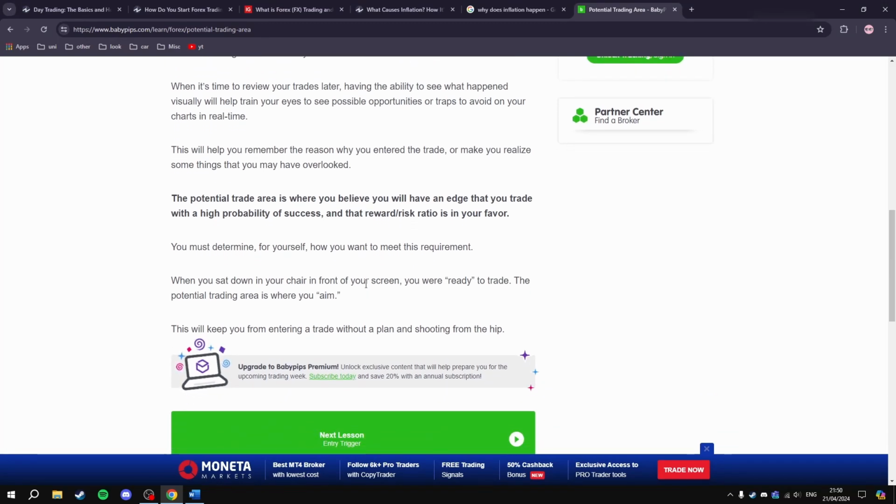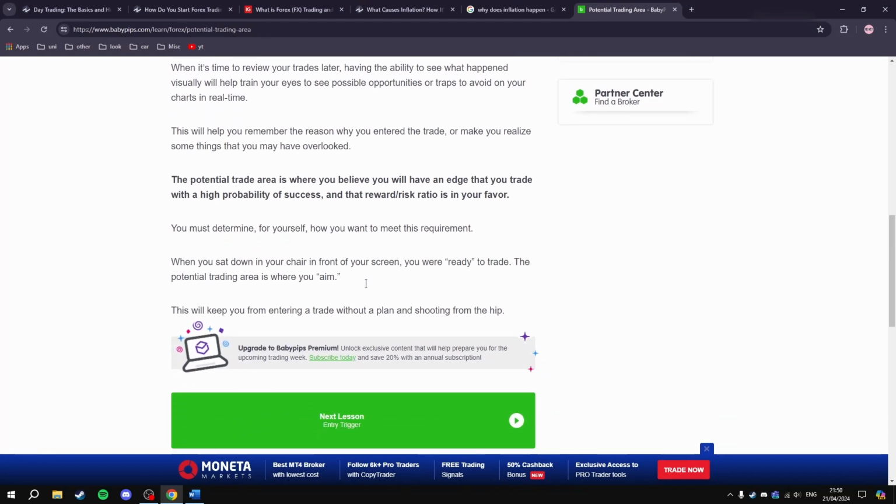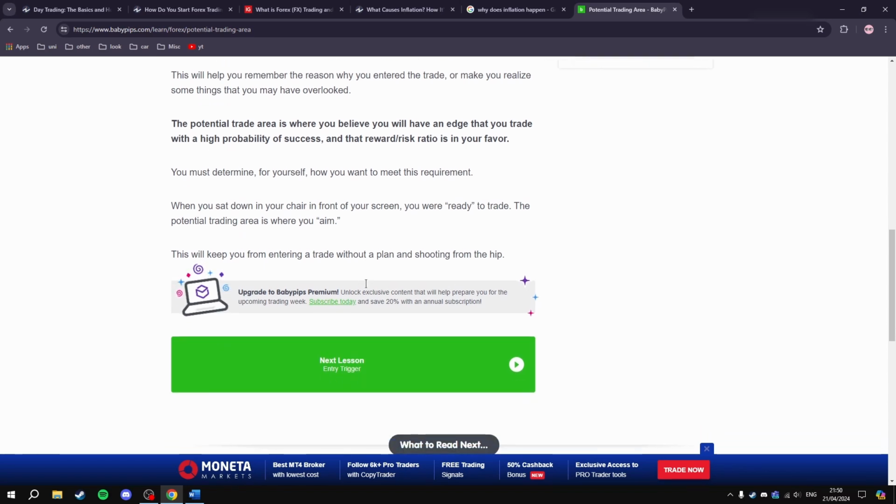When it's time to review your trades later, having the ability to see what happened visually will help train your eyes to see possible opportunities or traps to avoid on your charts in real time. This will help you remember the reasons why you entered the trade or make you realize some things that you may have overlooked.